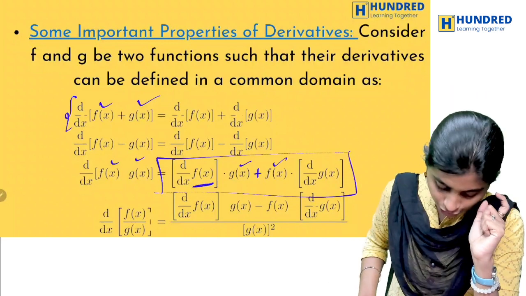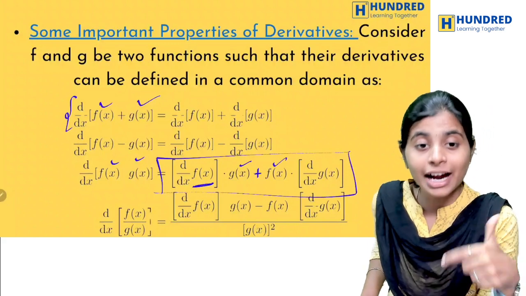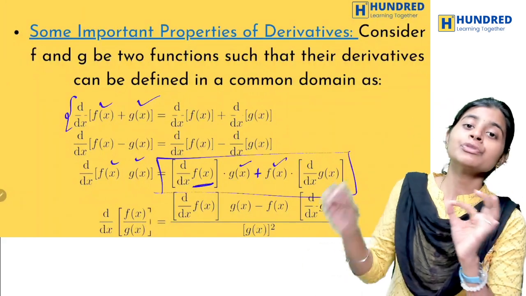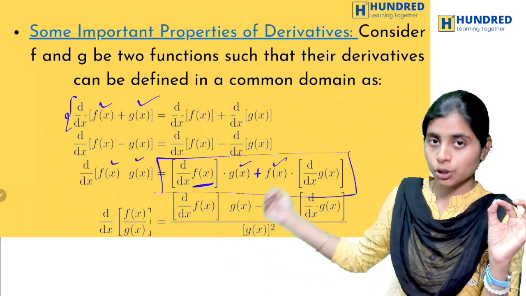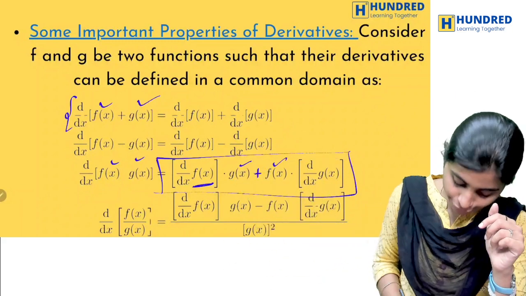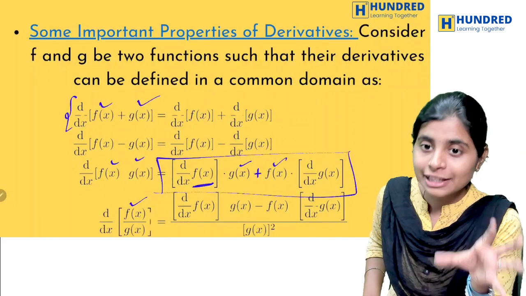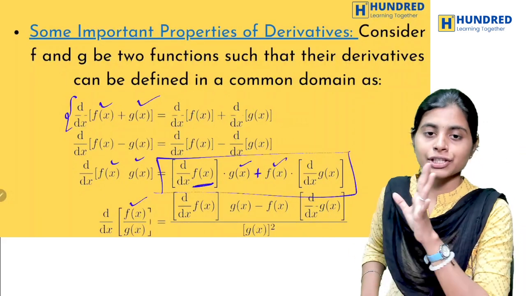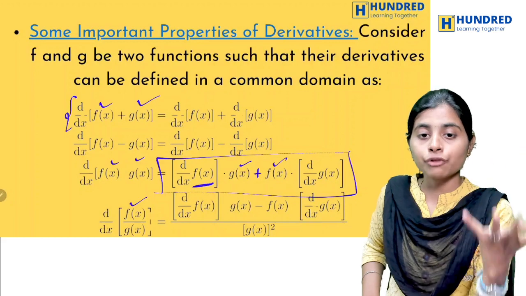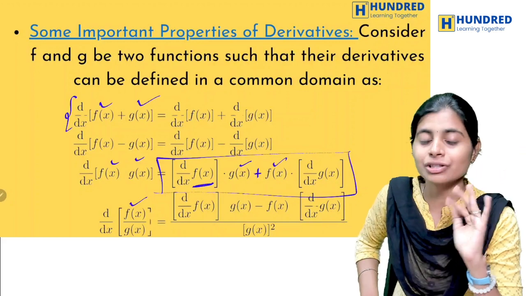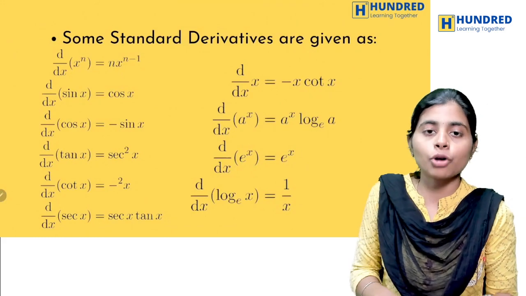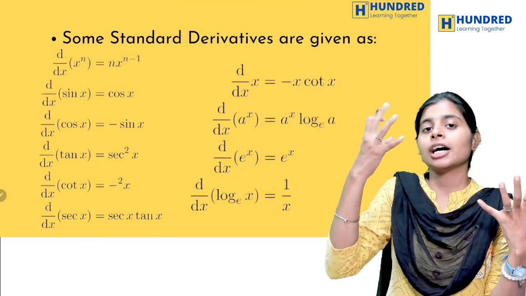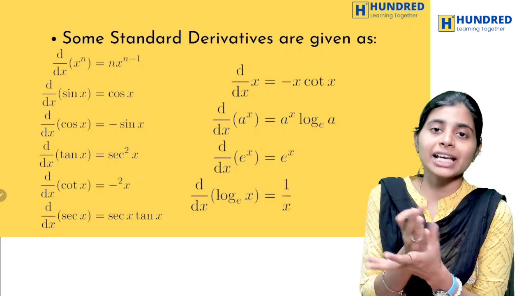Then we have the derivative of f of x divided by g of x, that is equal to the whole divided by g of x whole square. The denominator function should be squared. Then in the numerator, we have to find the derivative of the first function and keep the second function as it is, minus f of x times d by dx of g of x. So these are the important properties of derivatives, and also there are some standard derivatives, that is derivative of x power n is equal to n into x power n minus 1.